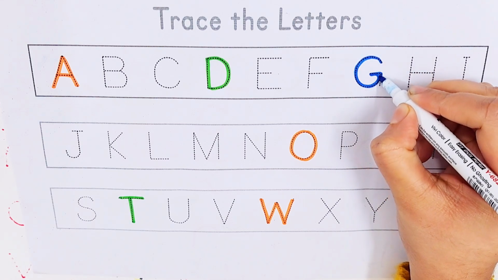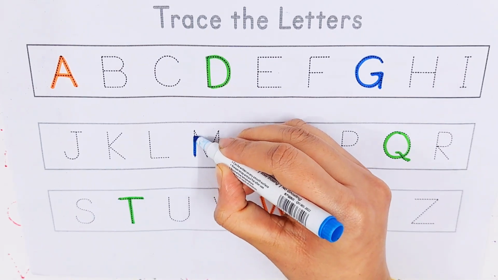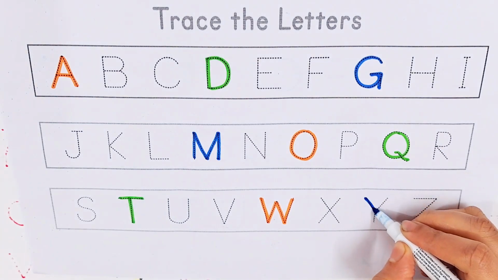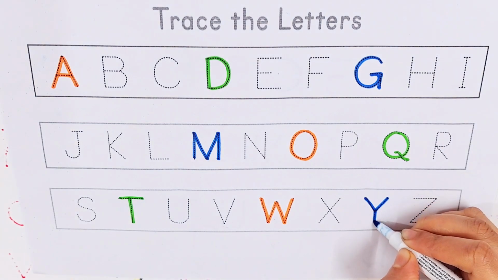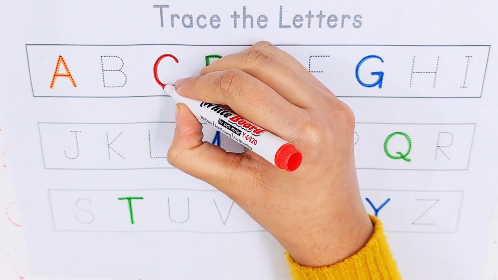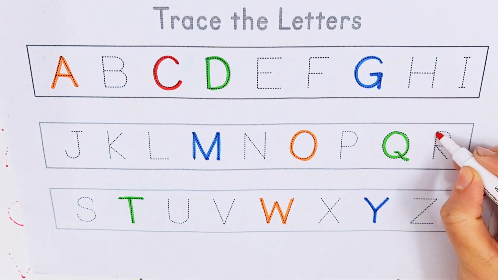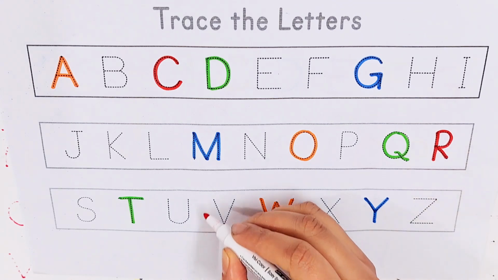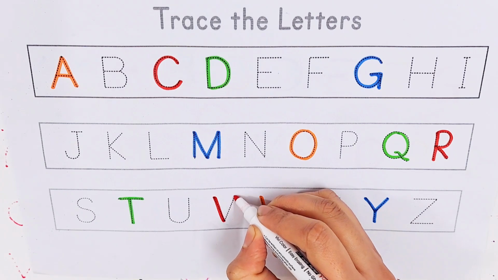G for grapes. M for monkey. Y for yogurt. C for cherry. R for rose. V for vanilla.